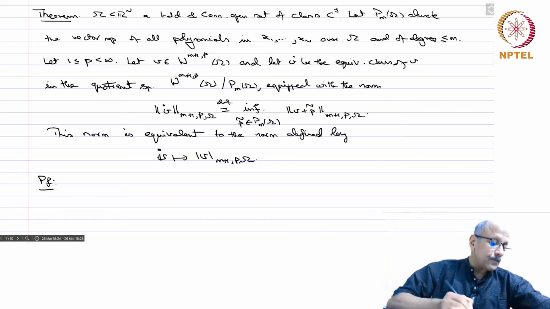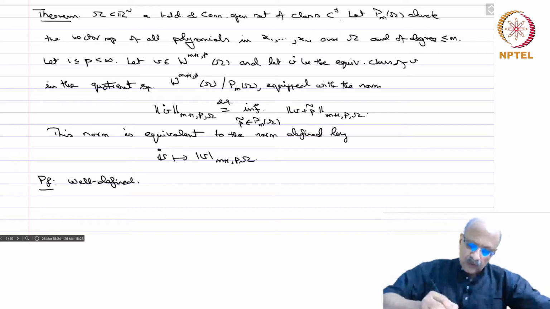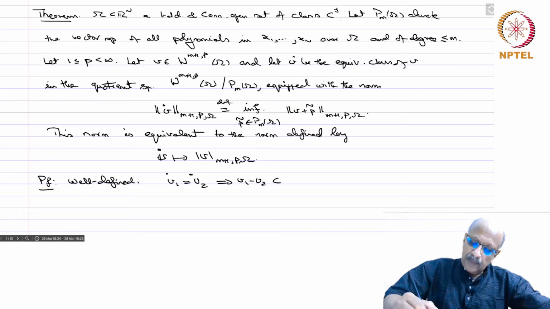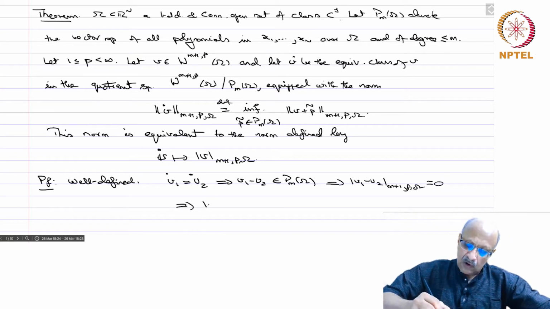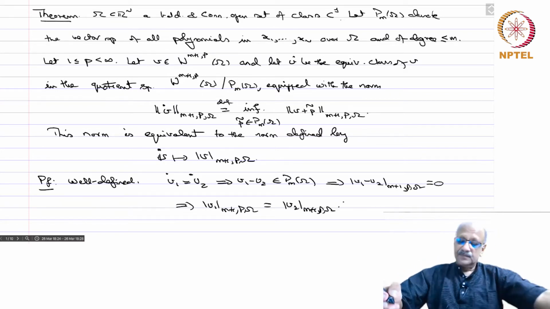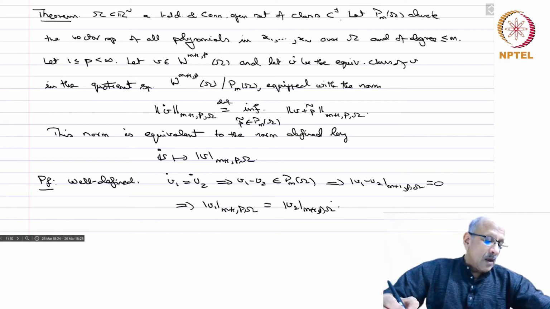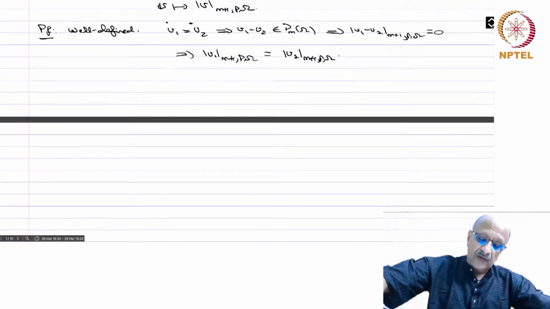So, proof. First of all, we want to show that this is well defined. If v_1 dot equals v_2 dot, this implies that v_1 minus v_2 belongs to P_m(Omega), and that implies that the seminorm of v_1 minus v_2 equals 0, and therefore the seminorm of v_1 equals the seminorm of v_2. And therefore it is well defined. It doesn't depend on the representative which you are choosing in the quotient space, so that is fine. So the norm is well defined.